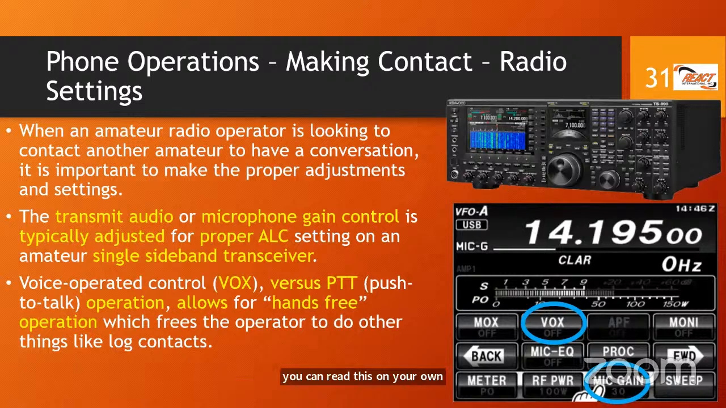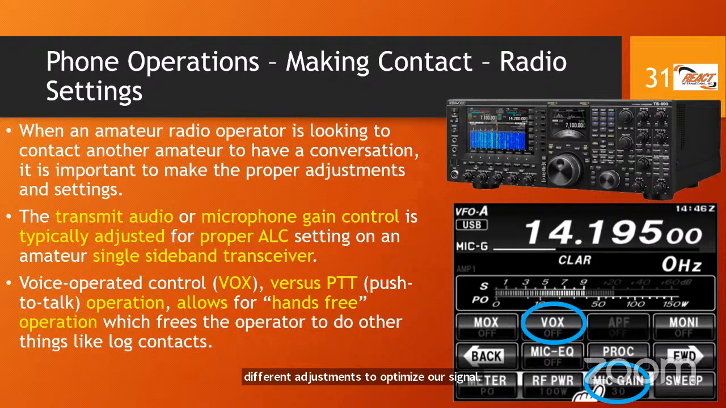Our last slide before we go into the question pool questions is about when we are making contact on amateur radio. We are calling someone, we are listening, we are speaking, that's radio operations. We want to have a conversation. We need to tune up our radio properly and make some adjustments. Some of these adjustments are in the menu system of the radios, and some of them use knobs and dials to optimize our signal. We want our signal to be loud and clear.